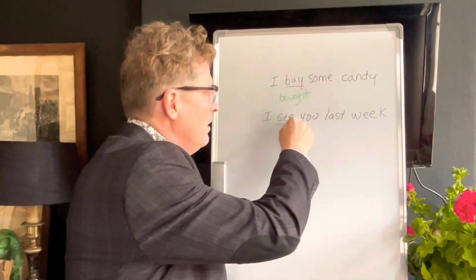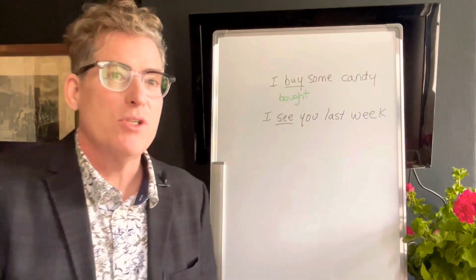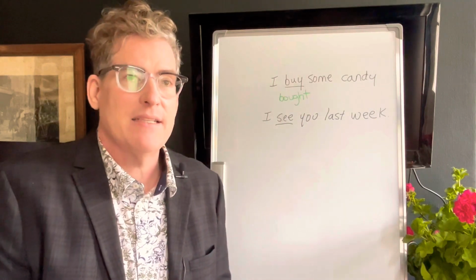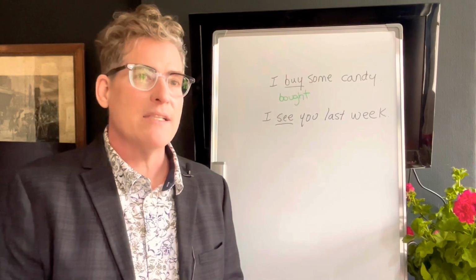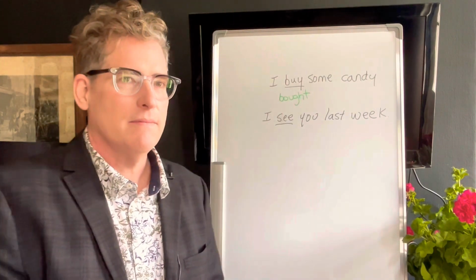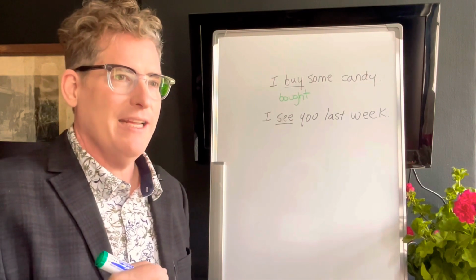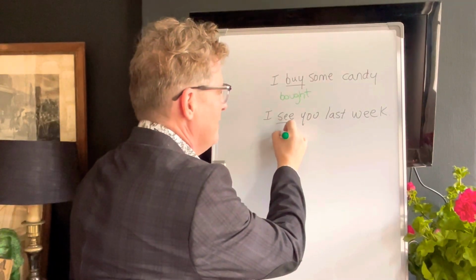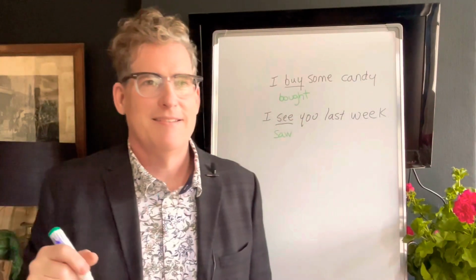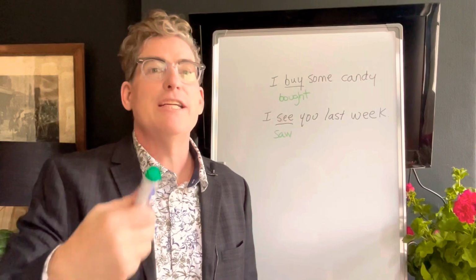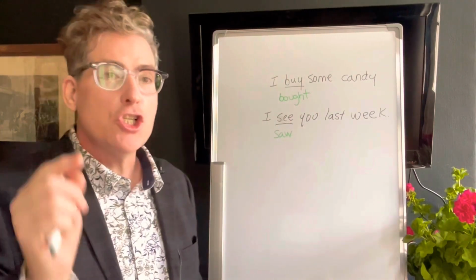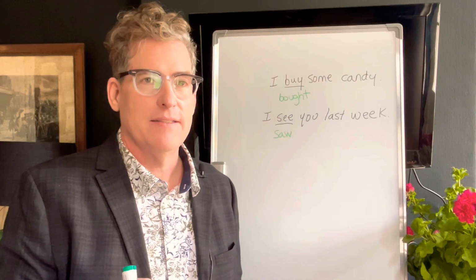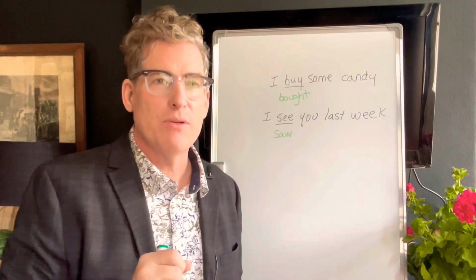What form of the verb to see can we replace this with in order to talk about the past tense? I blank you last week. I'll give you a moment. Are you writing it down? Let's see. You got it? I knew you could do it. Let's try it all together. I saw you last week. All right, good. You guys are doing an awesome job.